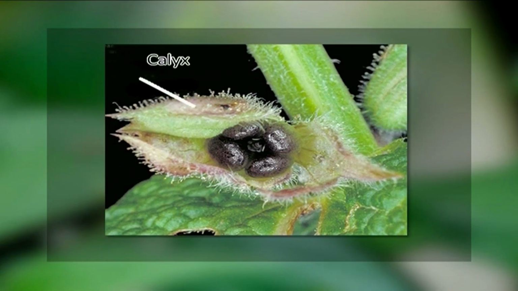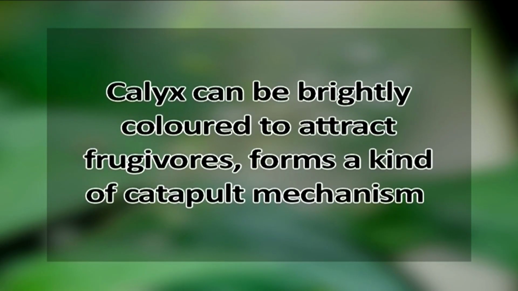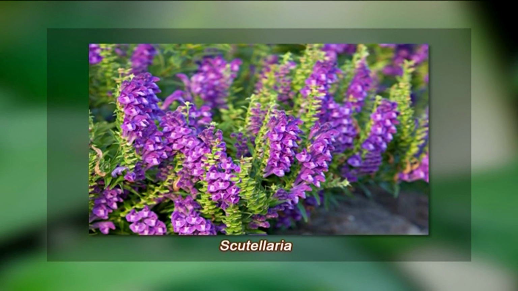The calyx in Lamiaceae is conspicuous in fruit and forms an integral part of the dispersal mechanism. This calyx can be brightly colored in order to attract the frugivores, and it forms a kind of catapult mechanism as we commonly see in Scutellaria, or we can have a wing. The species wherein we have a drupe fruit are usually dispersed by either birds or mammals.